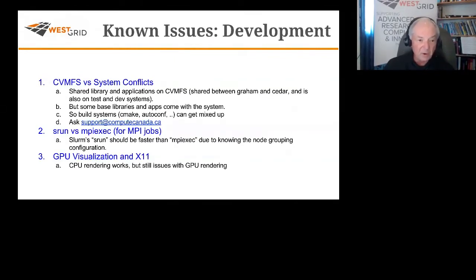I noticed that Slurm has something called srun, which is a replacement for mpirun or mpiexec. Should be faster because Slurm knows a little more about where the nodes are and how they're grouping, but I haven't heard any details about that. So feel free to play with srun.